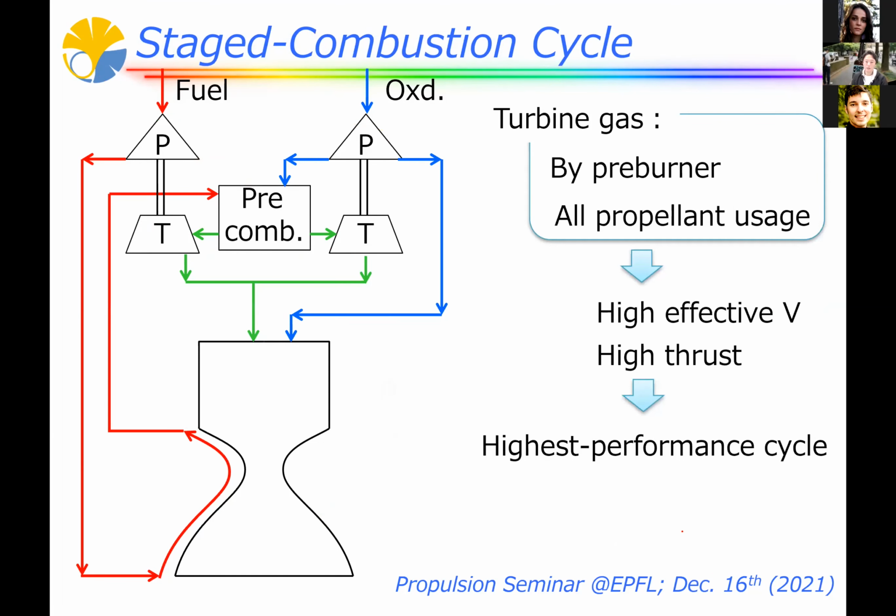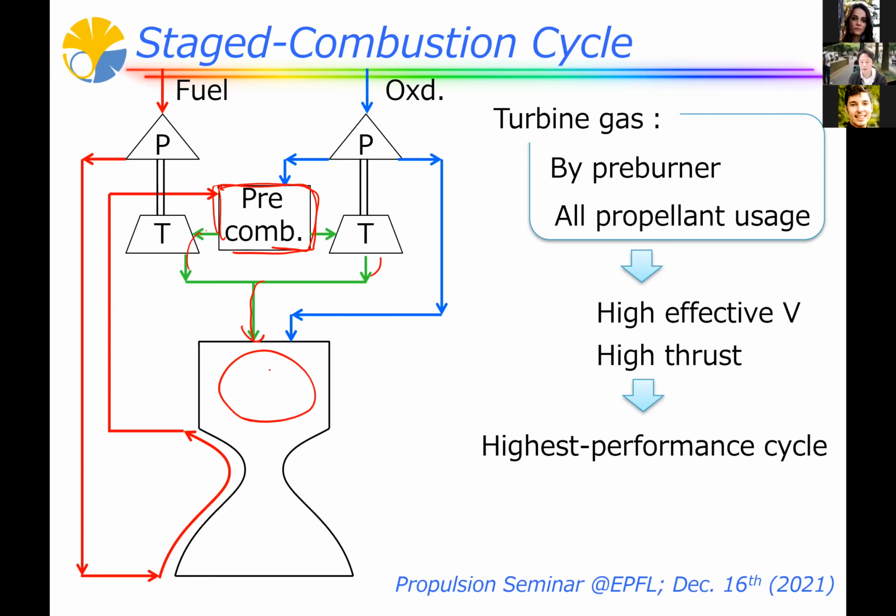And the second system is, okay, so let's not dump the gas, and let's use all of the gas. So in this system, a pre-combustor exists here, and after the turbine, they are sent to this combustion chamber. This system is very nice in the point of performance. So we can get very high thrust, and also we can get high specific impulse. It's very nice. However, the system becomes very difficult.